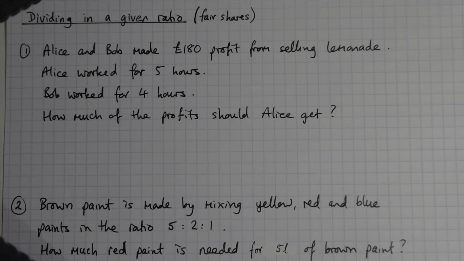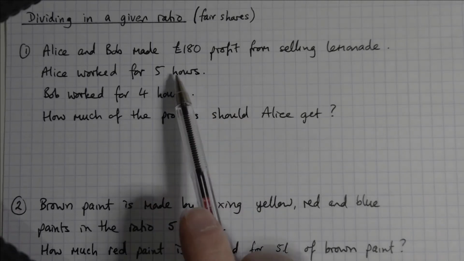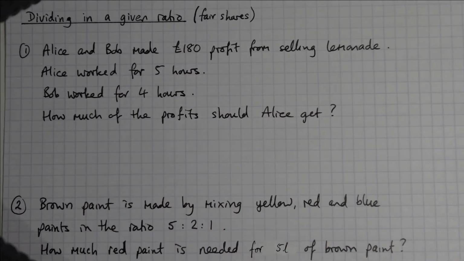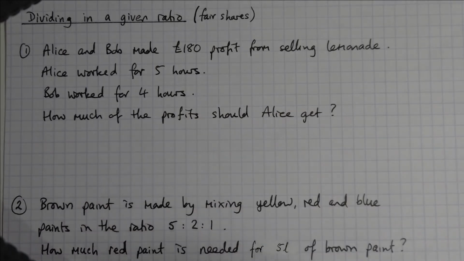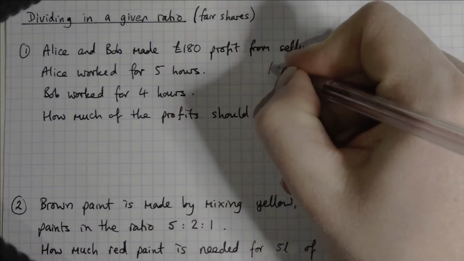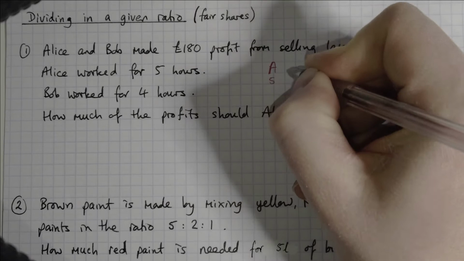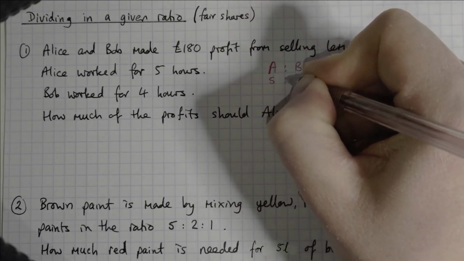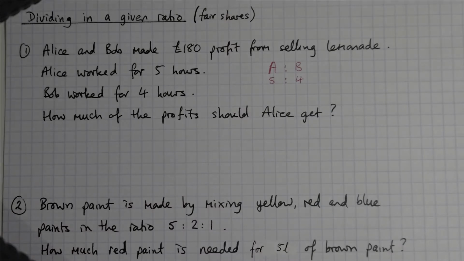However, I think most people would think, well, that doesn't seem fair. Alice has worked longer than Bob. Alice deserves a bigger share of the profits. So what we're going to do is split £180 in the ratio 5-4, where Alice is going to get 5 parts of the money and Bob is going to get 4 parts of the money. So we're dividing £180 in the ratio 5-4.